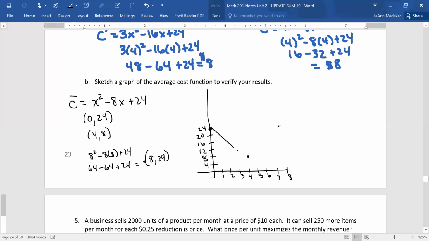So notice we have that is our average cost function.